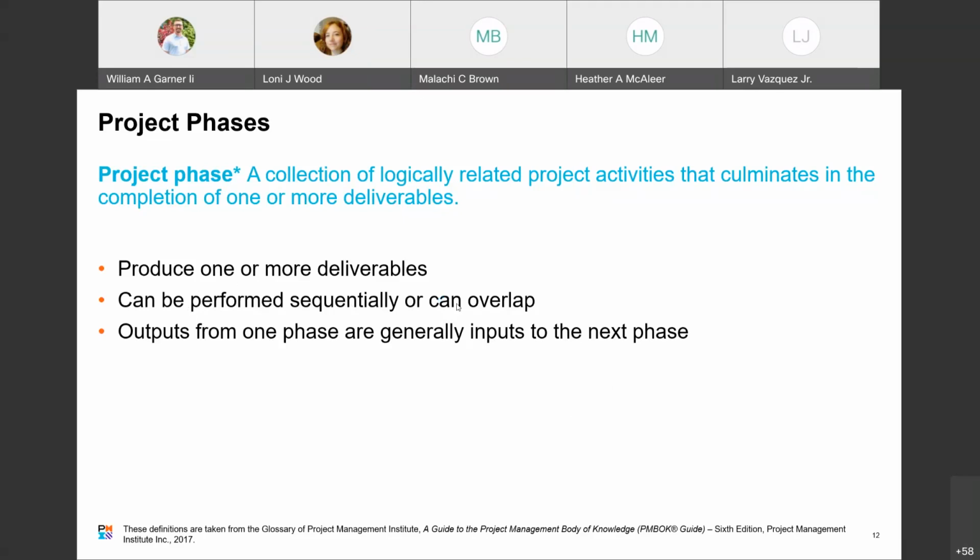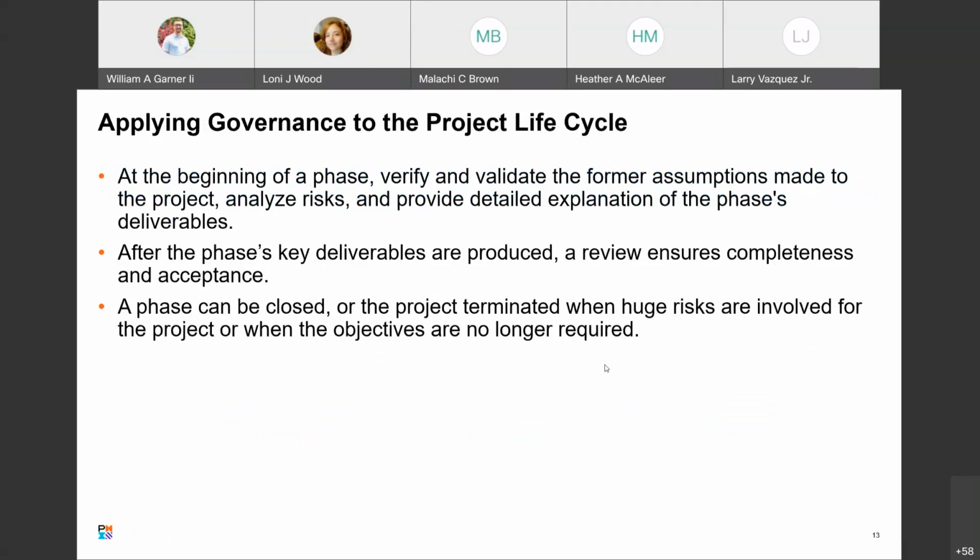They can be performed sequentially or can overlap, and outputs from one phase are generally inputs of the next phase. I gotta quit using my scroll. So applying governance to the project lifecycle. At the beginning of each phase, it's a good practice to verify and validate the former assumptions made to the project, analyze risks, and explain in detail the processes required to achieve a phase's deliverables. After the key deliverables of a particular phase are produced, a review at the end of the phase is necessary to ensure completeness and acceptance.